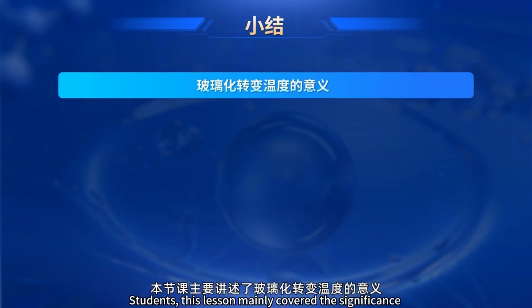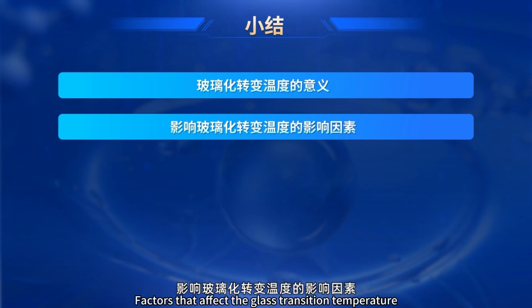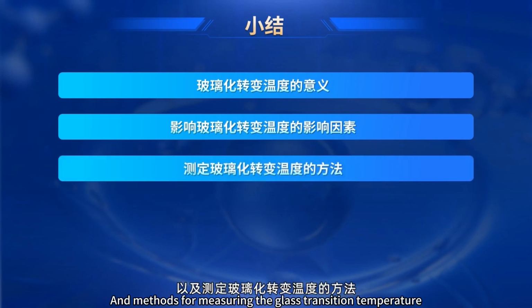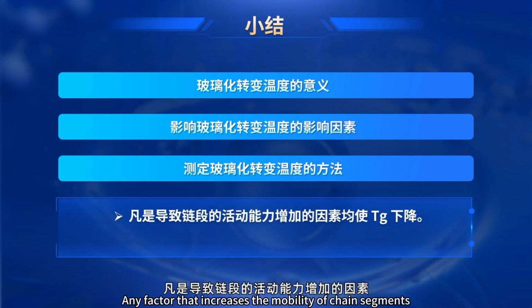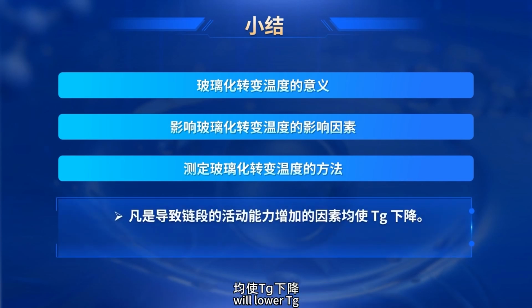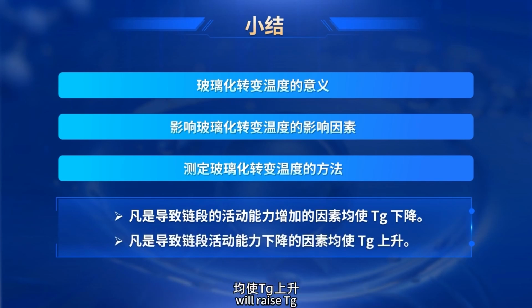Students, this lesson mainly covered the significance of the glass transition temperature, factors that affect the glass transition temperature, and methods for measuring the glass transition temperature. I hope you all can understand. Any factor that increases the mobility of chain segments will lower Tg. Any factor that decreases the mobility of chain segments will raise Tg.